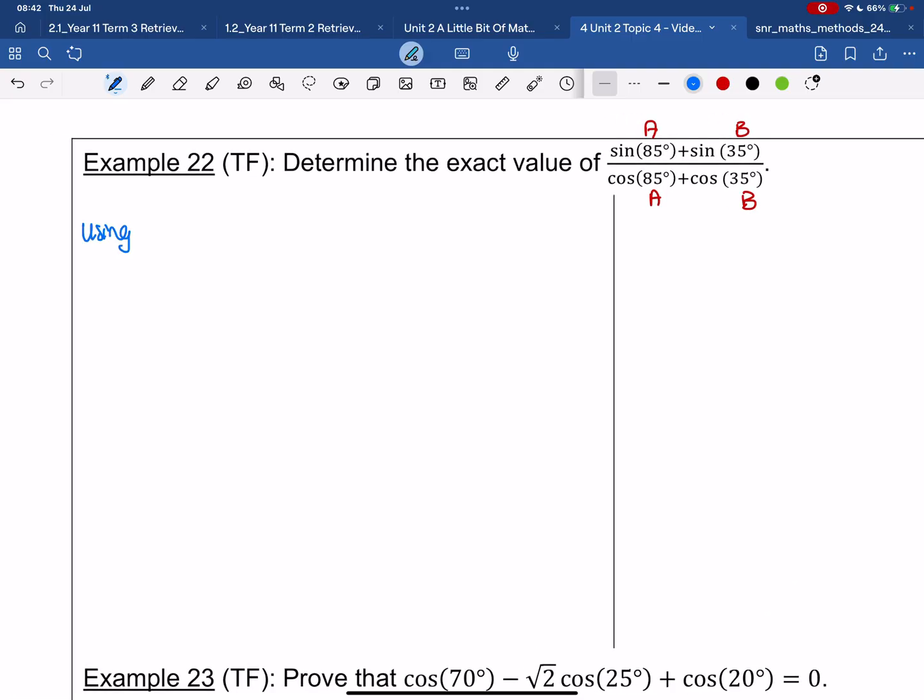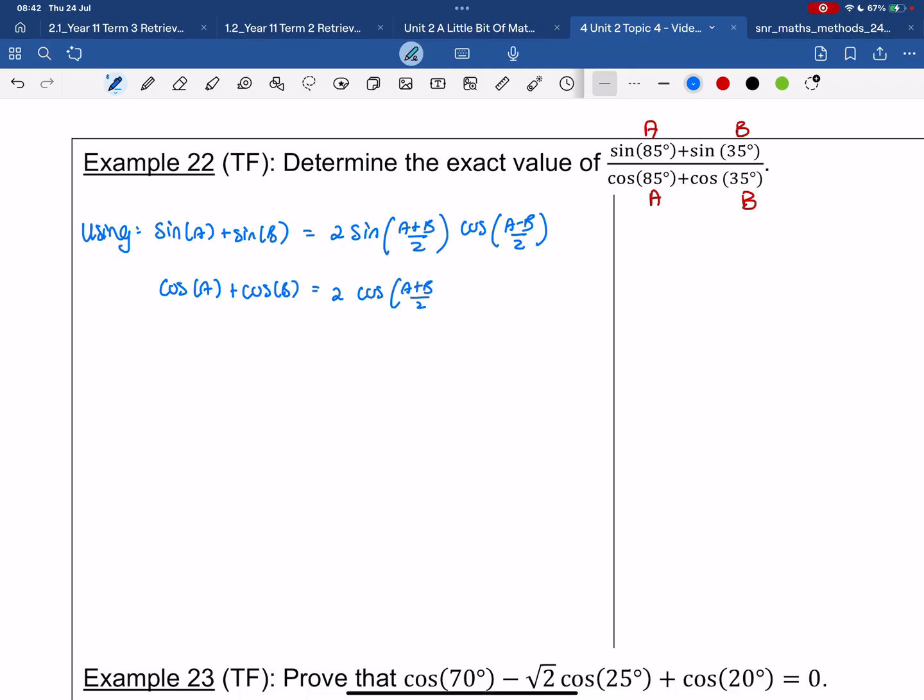Okay, so what we're going to do is say, using sine of A plus sine of B, now you've either memorized this or you've worked it out, is equal to 2 sine of (A plus B) over 2 cos of (A minus B) over 2. And we've also got one for cos of A plus cos of B, and that's going to be 2 cos of (A plus B) over 2 cos of (A minus B) over 2.